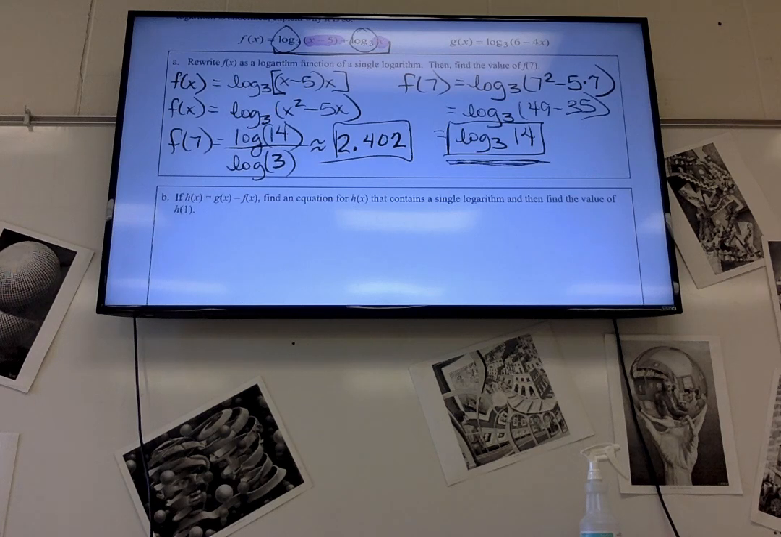Yes, sir? How do you do a trace on the top? You hit second, and then the trace button, and it's number 5 for intersect. And then enter, enter, enter.